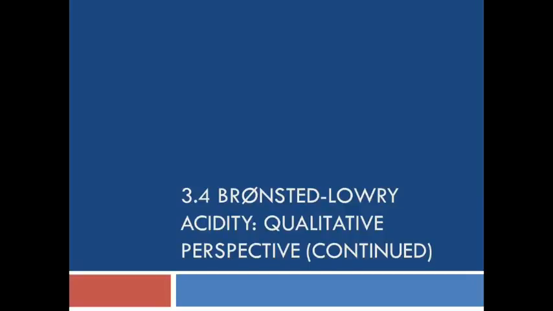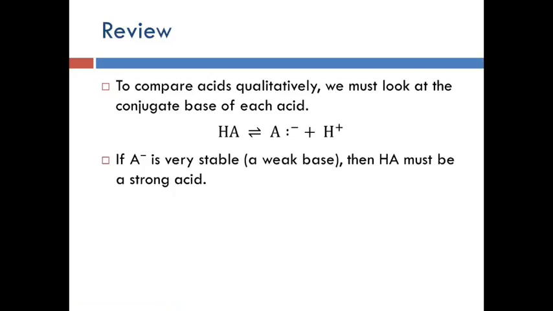We're going to pick up where we left off. We've been talking about the qualitative perspective on Bronsted-Lowry acidity of organic compounds. Remember, to compare acids qualitatively, we need to look at the conjugate base of each acid. So a Bronsted-Lowry acid is one that donates a proton, resulting in a conjugate base.